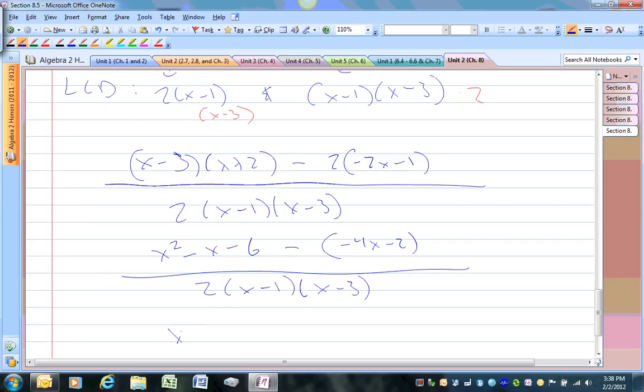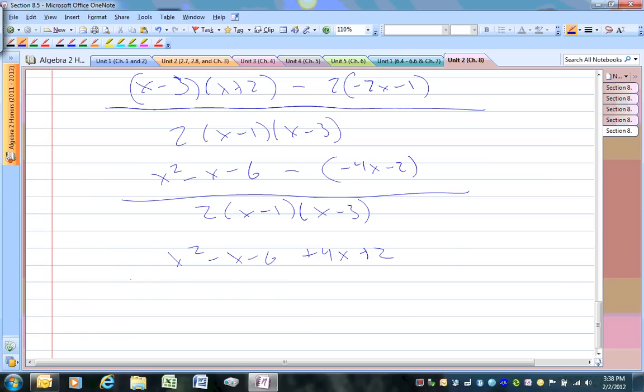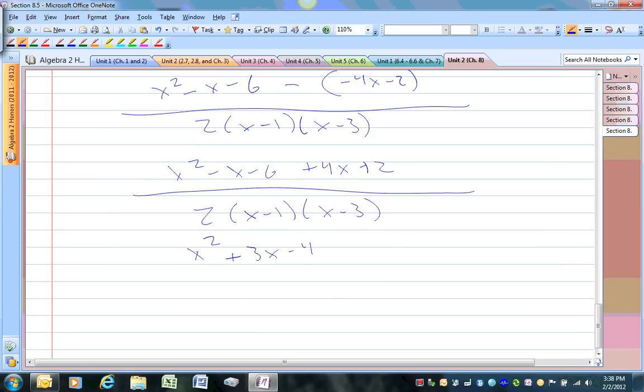When you distribute, you have x squared minus x minus 6 plus 4x plus 2. So you have x squared plus 3x minus 4 over 2x minus 1 times x minus 3. And actually this can be factored.